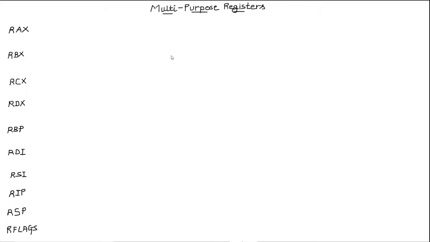In this tutorial, we are going to study the multipurpose registers and the special purpose registers. In the previous tutorial, we already covered the segment registers, which constitute the bus interface unit, which we call the BIU. The multipurpose registers are actually inside the execution unit, so I'm going to write execution unit here.